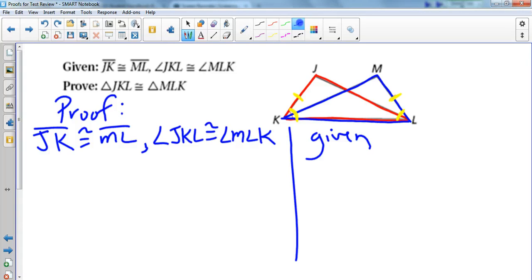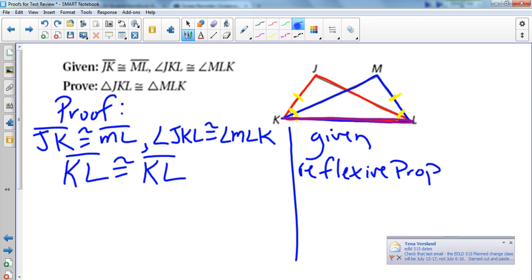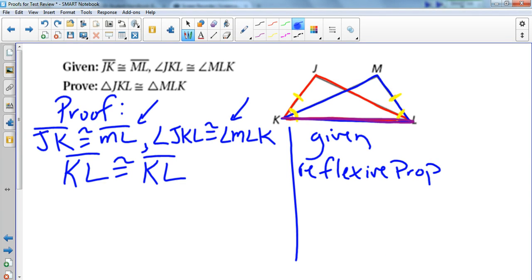If you notice, both triangles are sharing this segment KL right here, right? So by the reflexive property, KL in, say, the red triangle has to be the exact same length as KL in the blue triangle. The reason we get to state that a segment in one triangle, when it's shared in the other triangle, is congruent is what is known as the reflexive property. So we have a side congruence, an angle congruence, and another side congruence, right? Now that side is congruent to itself.